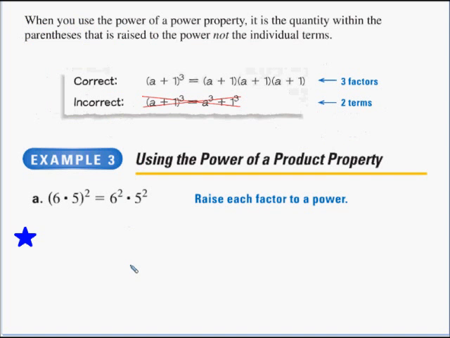When you use the power of a power property, it is the quantity within the parentheses that is raised to the power, not the individual terms. Make sure that you realize the difference there.